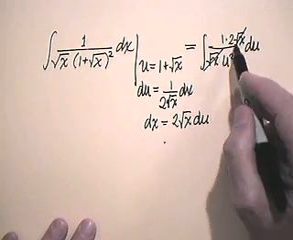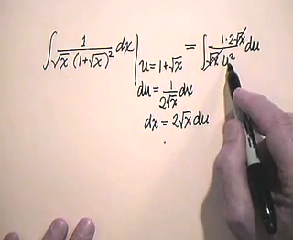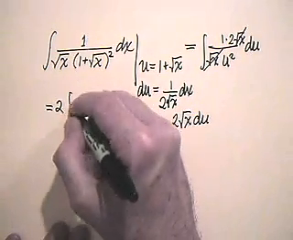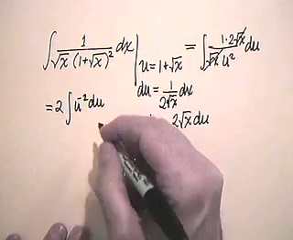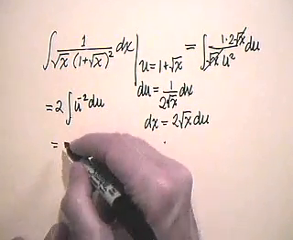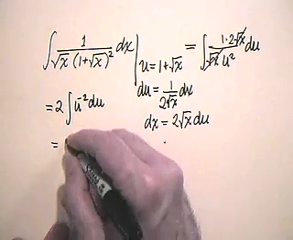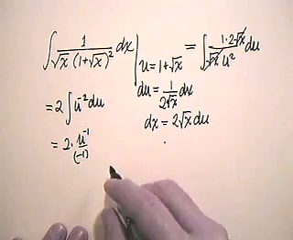And so 1 times 2 is 2. That's just a constant. It comes out. 1 over u squared is u to the negative 2. And so we simply have 2 times the indefinite integral of u to the negative 2 du. Well, that's easy to anti-differentiate. The antiderivative of u to the negative 2 is u to the negative 1 divided by negative 1.